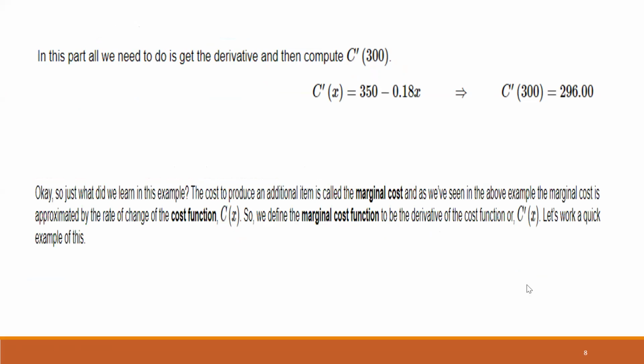note here that the cost to produce an additional item is called the marginal cost, right? And the marginal cost is approximated by the rate of change of the cost function, which is basically the first derivative of it. So we'll define the marginal cost function to be the derivative of the cost function. So that's what you did just now.